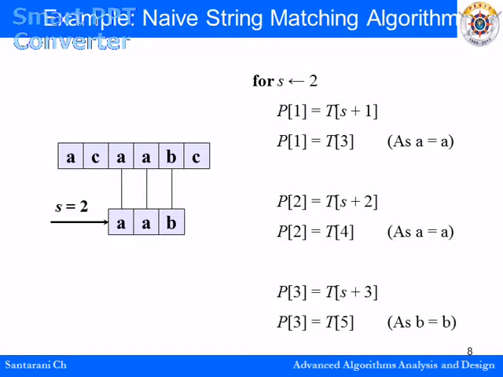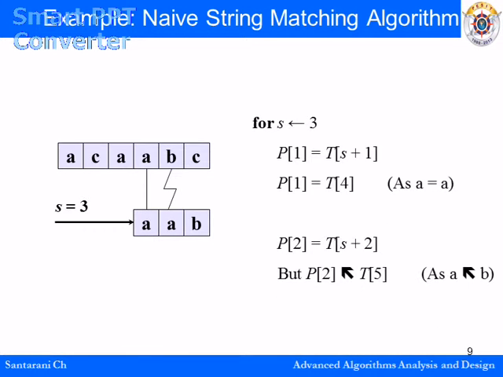But since the loop runs for n minus m, that is 3 times, we continue for s equal to 3. Here the first value in the pattern equals T[4], but P[2] is not equal to T[5], hence it is discarded. So finally the output will be: pattern occurs at s equal to 2, and s equal to 2 is hence a valid shift. Others are invalid shifts.